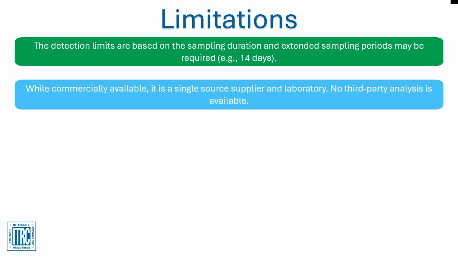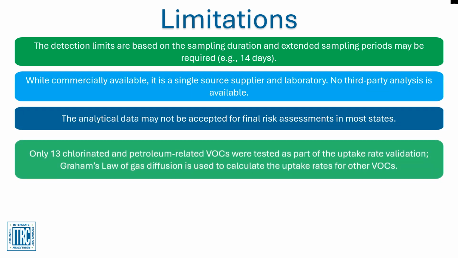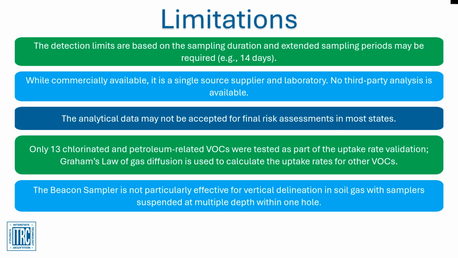Some limitations of the Beacon samplers include: the detection limits are based on sampling duration, so extended deployments may be required. Samplers must be analyzed by the manufacturer. The analytical data may not be accepted for final risk assessments in most states. Only 13 chlorinated and petroleum-related VOCs were tested as part of the uptake rate validation. Graham's law of gas diffusion is used to calculate the uptake rates for other VOCs. The samplers are not effective for vertical delineation in soil gas.